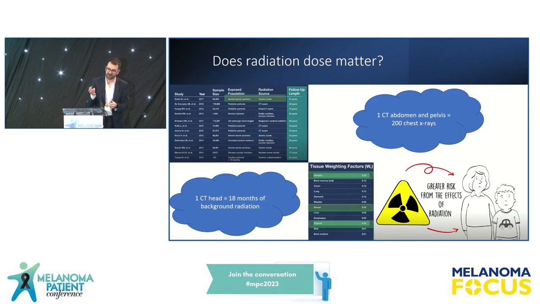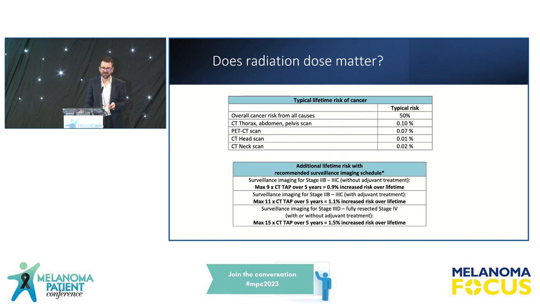they have more susceptible tissues in their body, including breast tissue, growing tissues particularly, gonads and thyroid, for example. And we also know that CT scans in particular carry a significant radiation dose. So a CT scan of the abdomen and pelvis is the equivalent of roughly 200 chest x-rays, and one CT head is roughly 18 months of background radiation. But these population-based studies have follow-up often 10, 20, 30 years. And so how do we take this long-term population data, and apply it to the patients who are coming for CT scans?